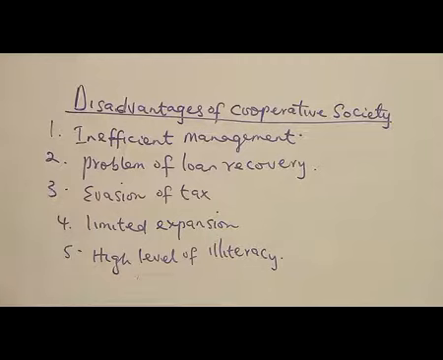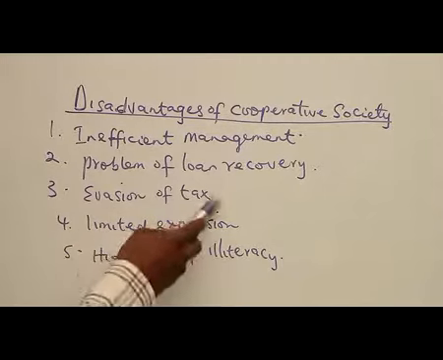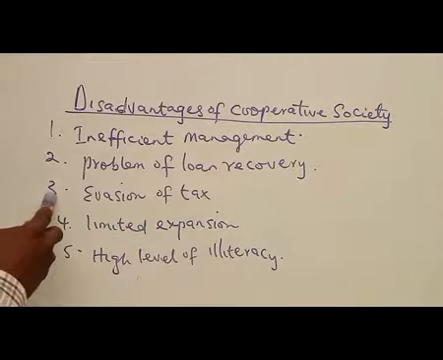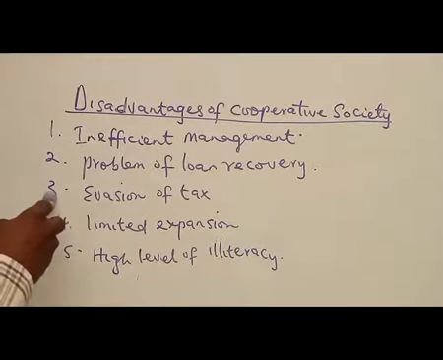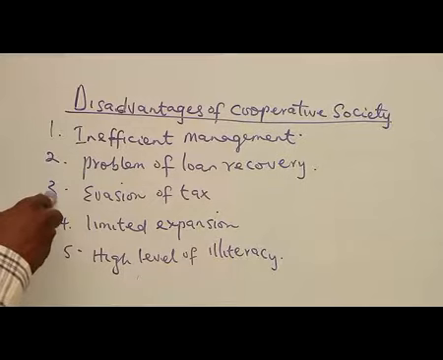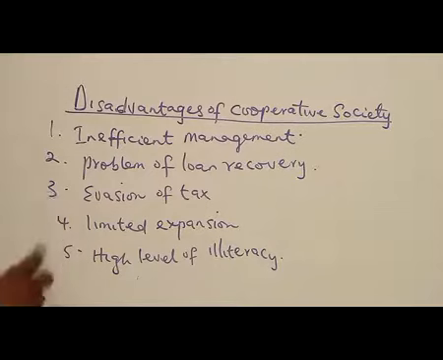Number 3, evasion of tax. Cooperative society does not pay tax to government. Which implies that, being a business unit, they are not contributing into the government purse. In that case, it's not encouraging. It's not contributing to the growth of the government purse.